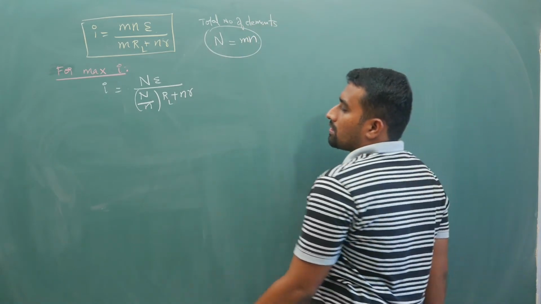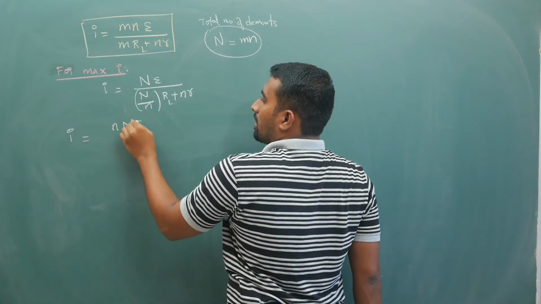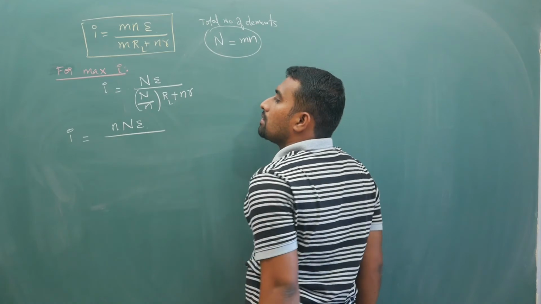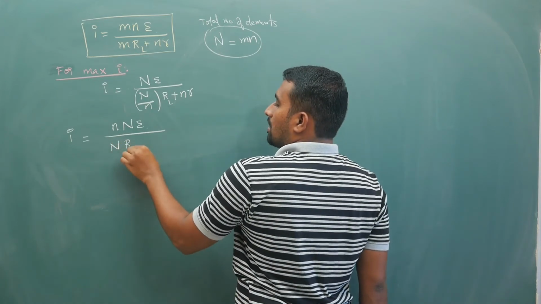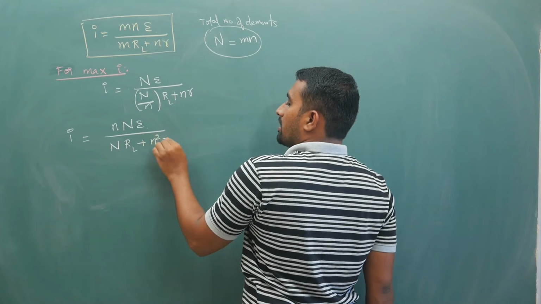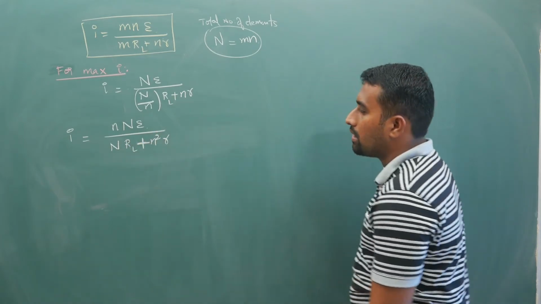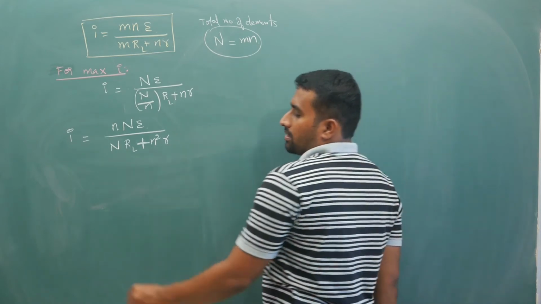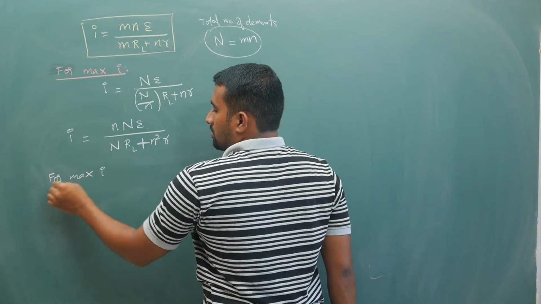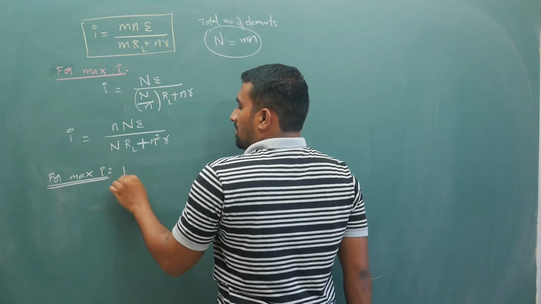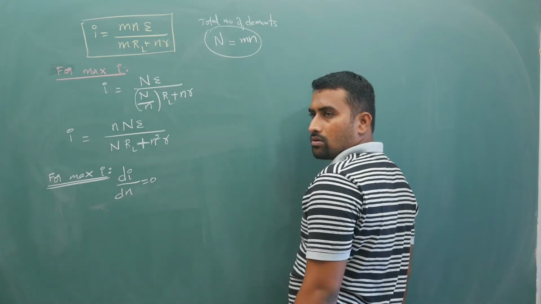So that will give you I is equal to small n into capital N into E by n times R load plus n square into R. So this is your value. Now for maximum current, for maximum I, dI by dn is equal to 0.